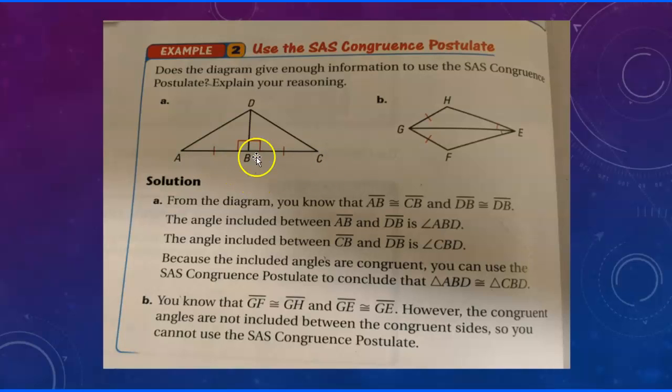And then I have DB is congruent to DB, and that's just the reflexive. So we use the reflexive. So if you were writing a proof here, you'd have to tell me reflexive policy or reflexive property.